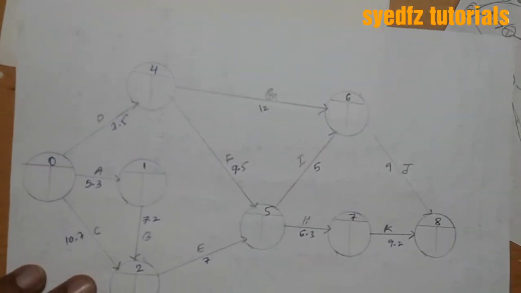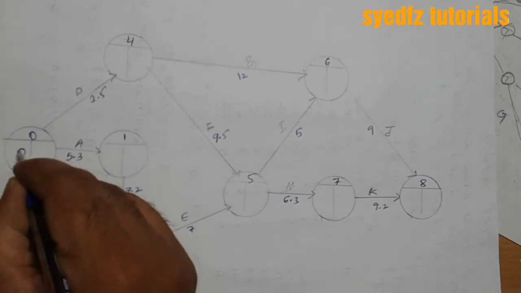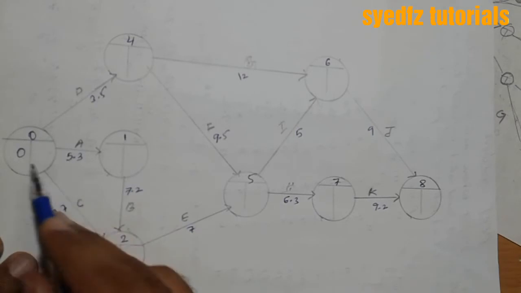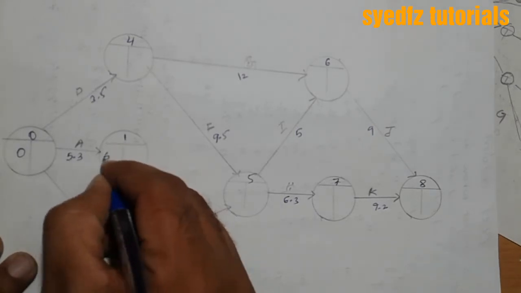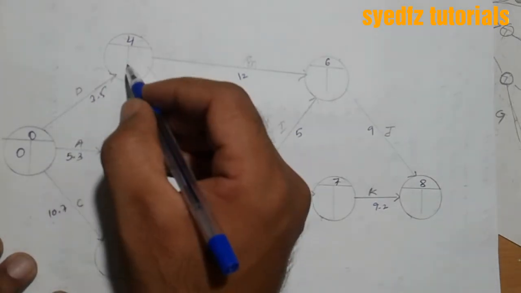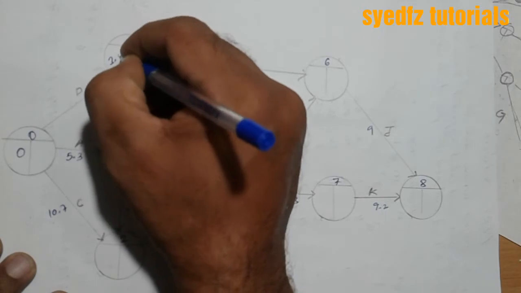Let's start with the earliest start times. Always start with a 0. Here only one activity is coming, that is 5.3. Here also only one activity is coming, 0 plus 3.5, 3.5.